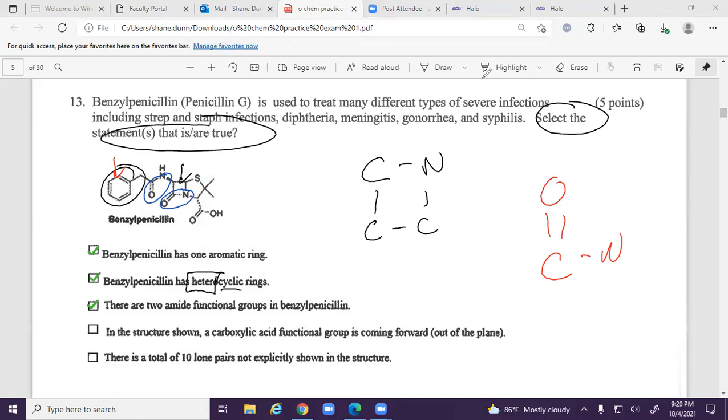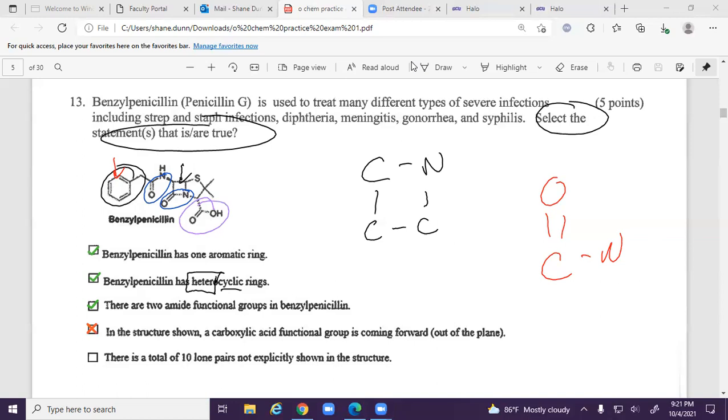Cool. And the structure shown, a carboxylic acid functional group is moving forward. So where's my carboxylic acid? Bottom thing. I got a thing down here. I'll circle it in purple. Now I got purple, good. It's not a wedge, it's a dash. It is not going towards the forward out of the plane, it's going into the plane, into the page, right? So that is false. That's a no-no.